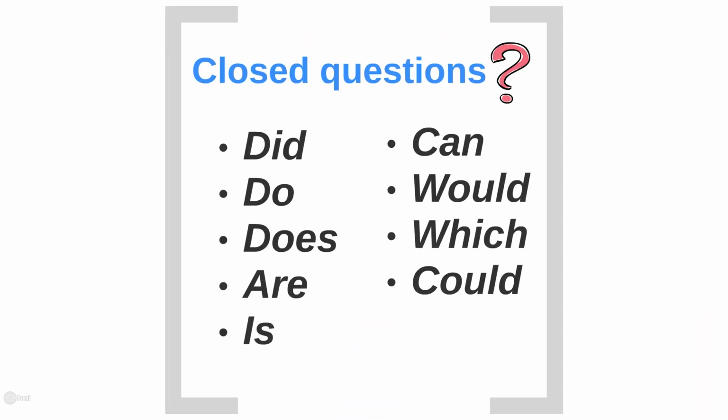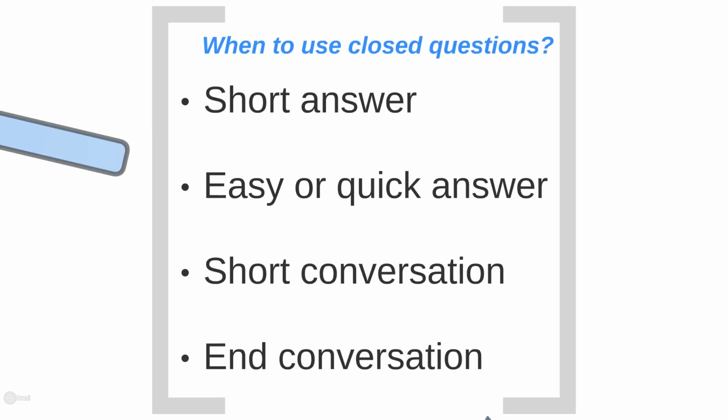Closed questions usually start with words like can, would, which, could, did, do, does, are, or is, many of which can simply be responded with a yes or no. So we're going to use them when we just want a quick answer, or we want to give our student an easy answer that they will feel a success from because they've managed to respond. We can also use them to keep control of the conversation length, or if we're trying to wrap up a conversation and move on, and it has the potential to end a conversation too.